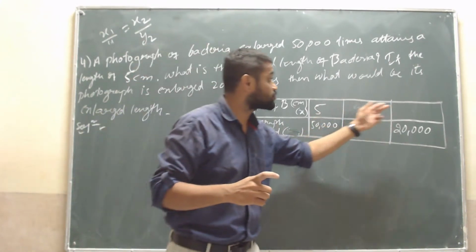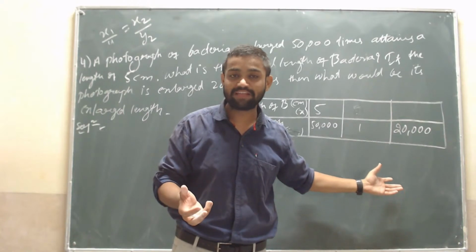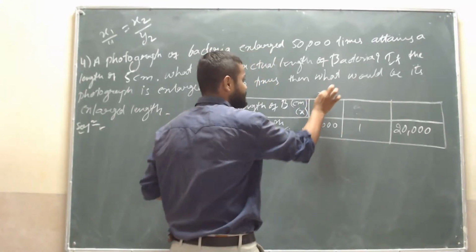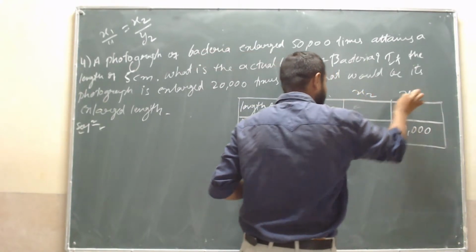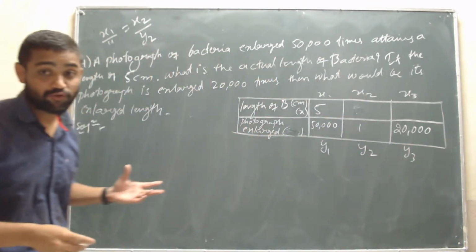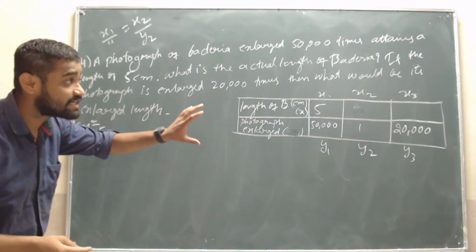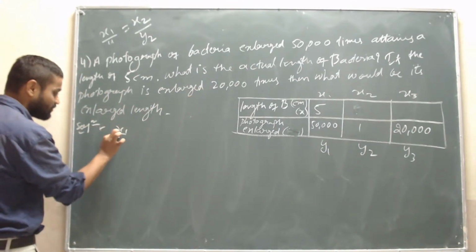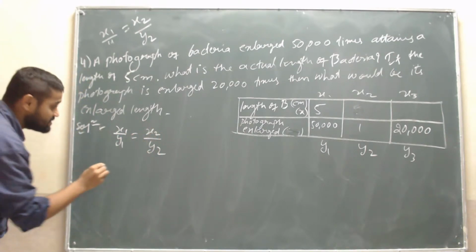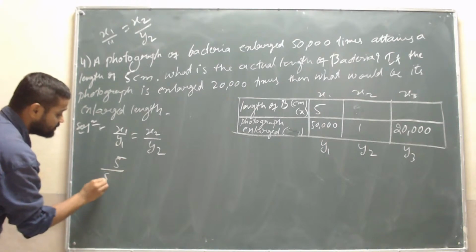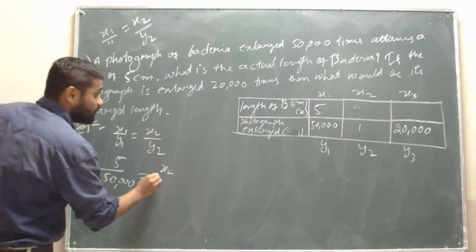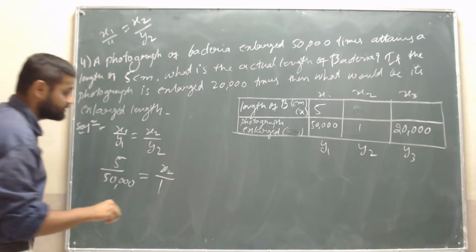So we have to find these two values, and here we have to apply the simple formula x1 by y1 equals x2 by y2. So x1, x2, x3 and y1, y2 and y3. I will consider the first table and second table. x1 by y1 is equal to x2 by y2. The x1 value is 5 and y1 value is 50,000, equal to x2, which we don't know, and y2 is 1.